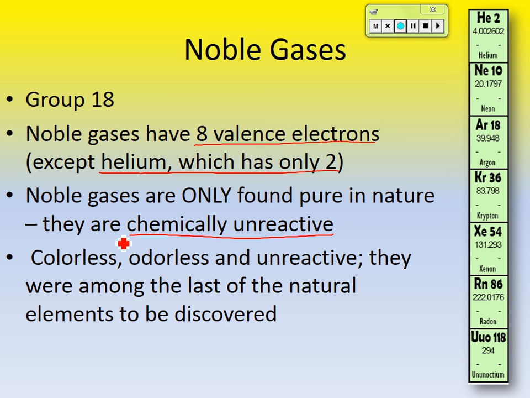Okay, they're colorless. They're odorless. And unreactive. And so because of this, they were among the last of the elements to be discovered. Think about it. It would be hard to discover an element that you can't smell, it doesn't have any color, and it doesn't react with anybody. These were some of the last ones to be discovered on the periodic table.